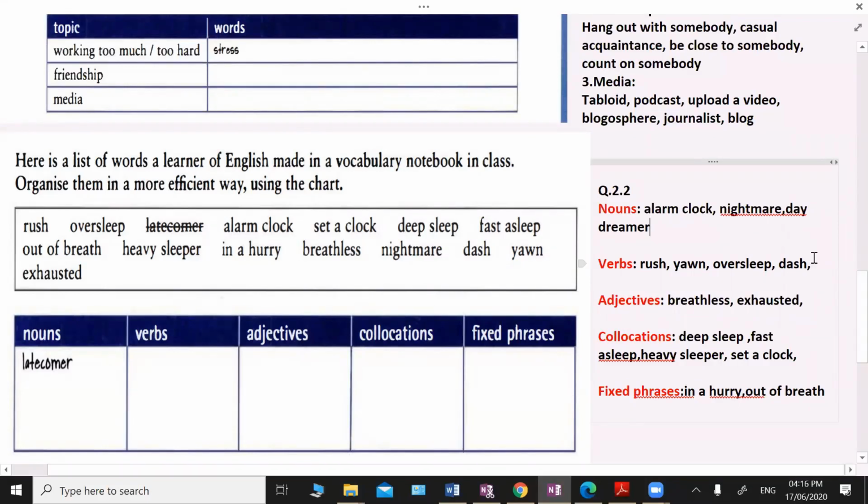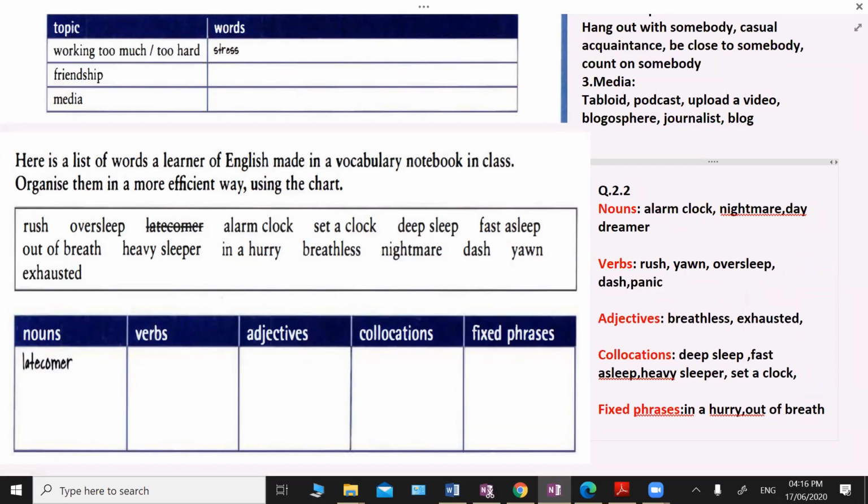Look at the verbs, please. Give me one good verb. Any verb. Panic. Yes. Gather. Yes, that's right. Hang, yeah, hang is another verb you can write.